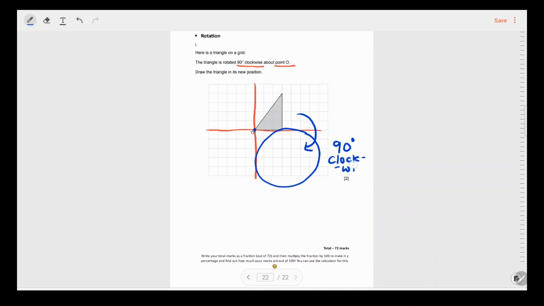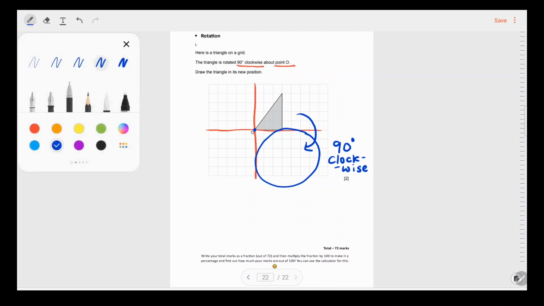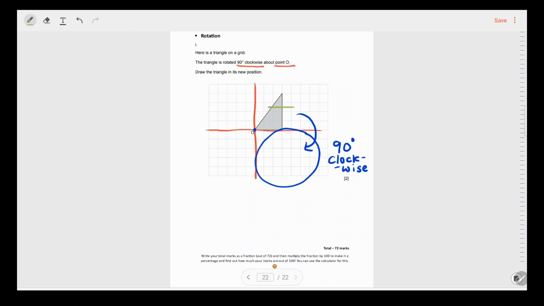Read the question carefully. It's not always 90 degrees clockwise. If it's 90 degrees anti-clockwise, for instance, this triangle would be over here, right? And if it's 180 degrees anti-clockwise, then from here to here, 90, and from here to here, another 90. So 90 plus 90, 180 degrees anti-clockwise, right?